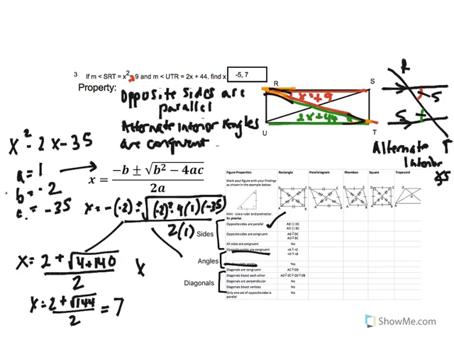Over here, I do x equals 2 minus the square root of 144, because I already solved it over here, all over 2. So the square root of 144 is 12. 2 minus 12 gives me negative 10. Negative 10 divided by 2 gives me negative 5. And my two answers are x equals 7, x equals negative 5.